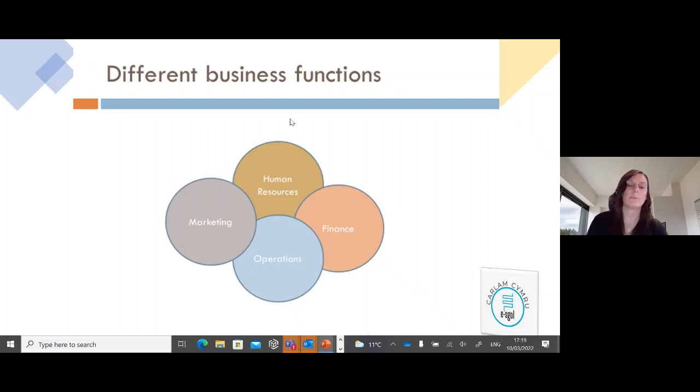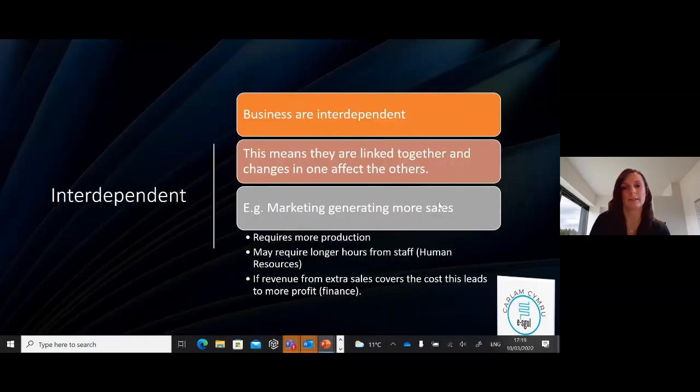Right, we've got 4 business functions. It's really good in business planning to remember these functions if you're looking at business plans. So you've got human resources, the finance section, marketing, and operations. As you can see by this diagram, they all interlink, and we're going to be looking at that in the next slide. They are all connected within a business, and that's why this diagram is as it is.